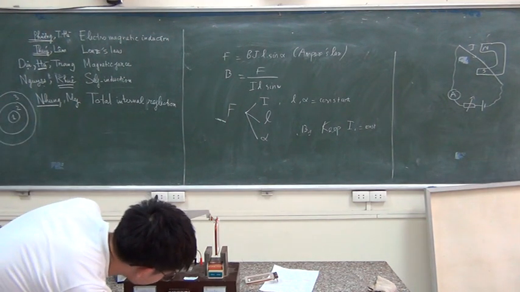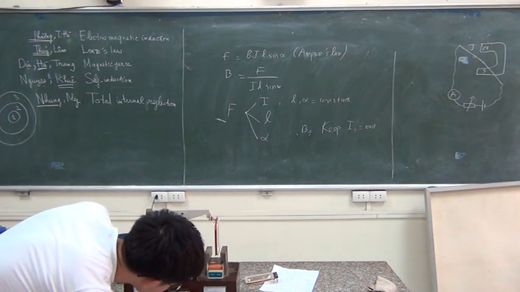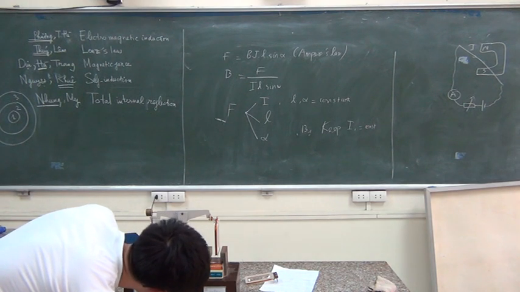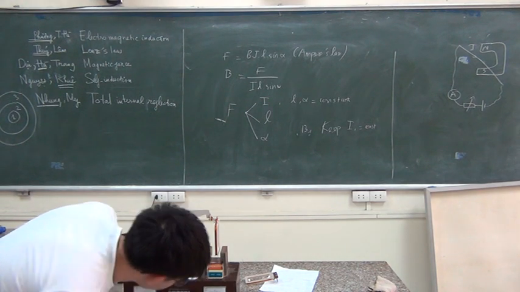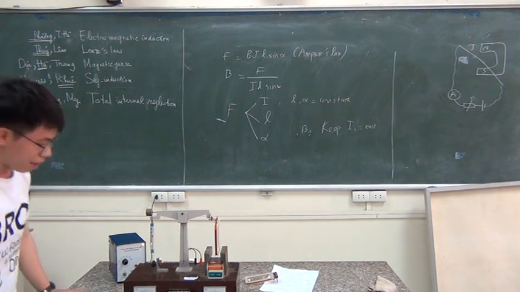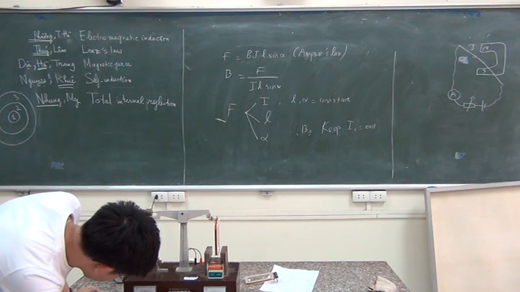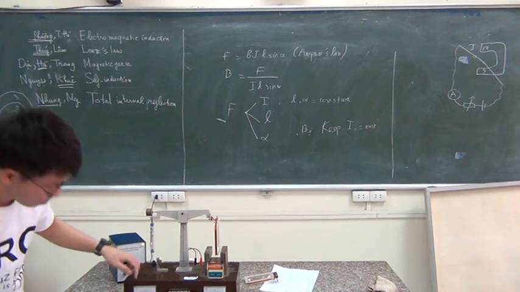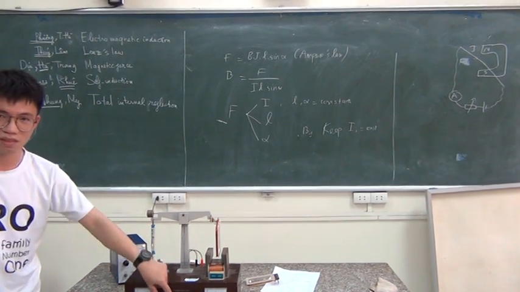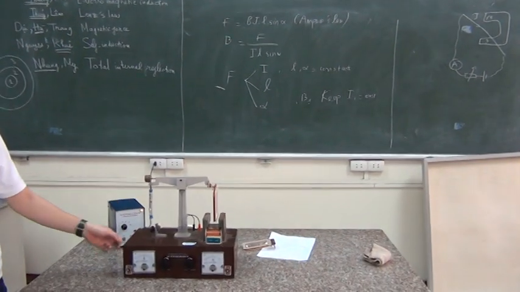First, we set the current going through the electromagnet. It can be 0.5, and the second. First, I'm sorry, there's something wrong with this button, so I can change the current going through the loop.